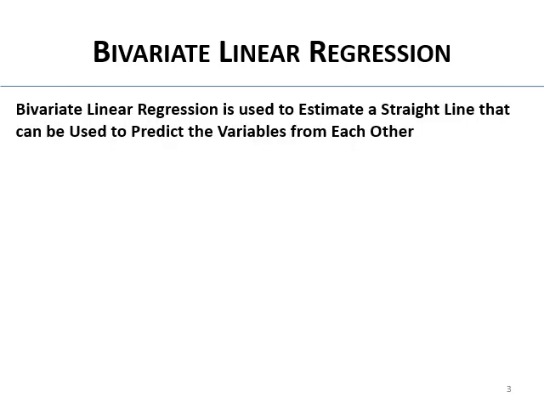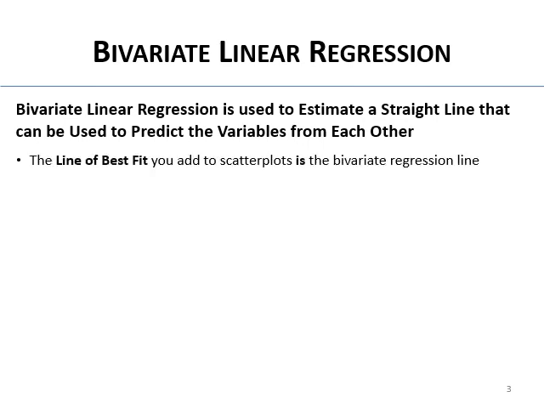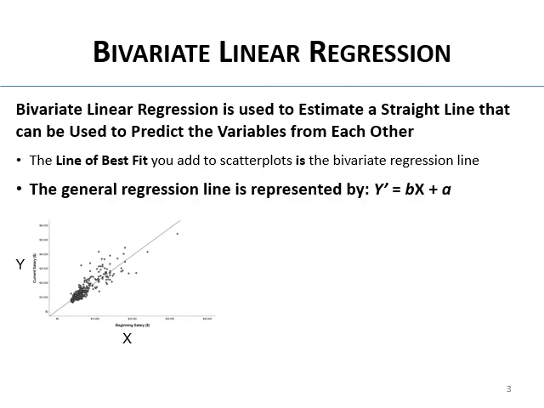So bivariate linear regression is used to estimate a straight line that can be used to predict the variables from each other. That line of best fit that you've been adding in scatter plots, it is this bivariate regression line. That's what it is, same thing. So that line in that plot, current salary, beginning salary, that we've been having SPSS put in our scatter plots, that's a regression line. It's a bivariate line of best fit.